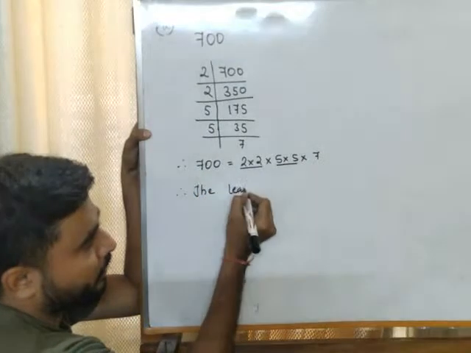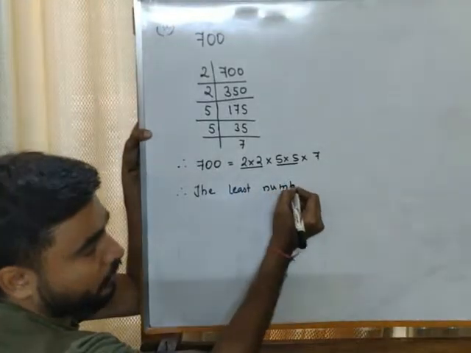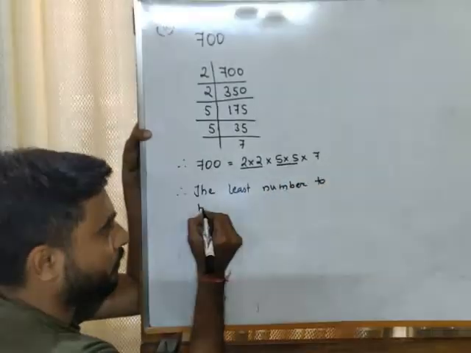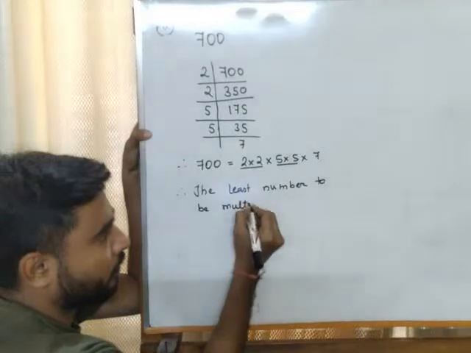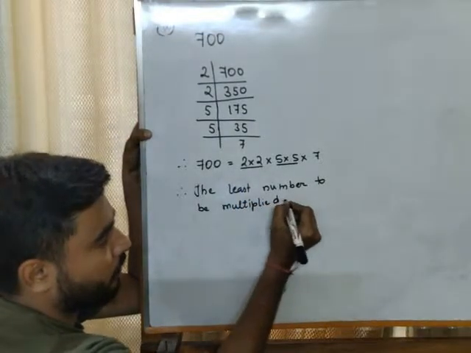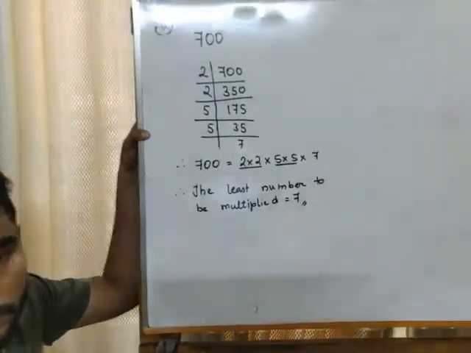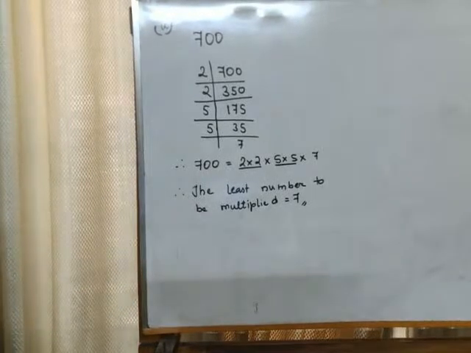So I will write the least number. Okay, everyone is correct. So you will try number 2, 3 and 4 by yourself. Okay. In the notes, I will be providing you the solution also. Let's see question number 3.